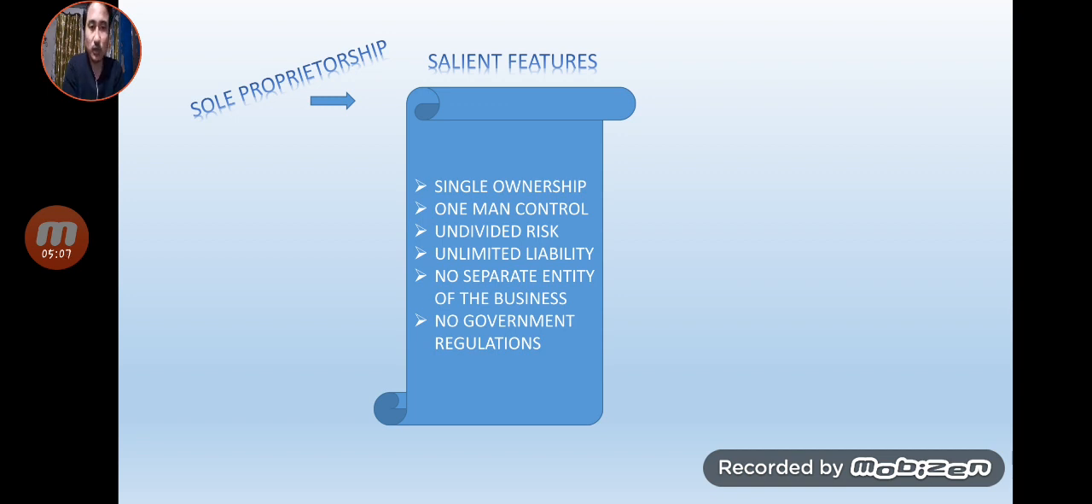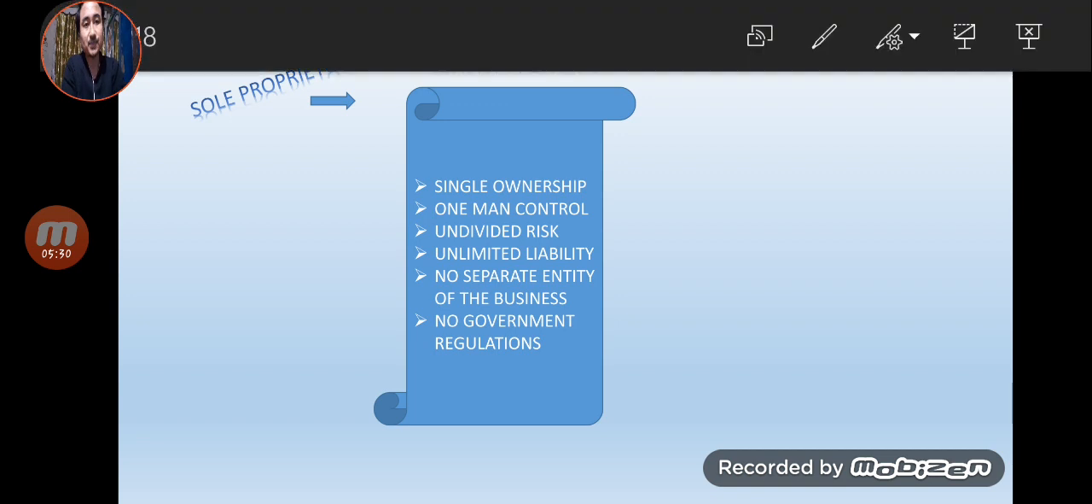Since there is an absence of government regulations, this type of business is much easier to start. So most people who initially have little idea about various forms of business, and have some idea to trade, go with this sole proprietorship type of business because of the feasibility.